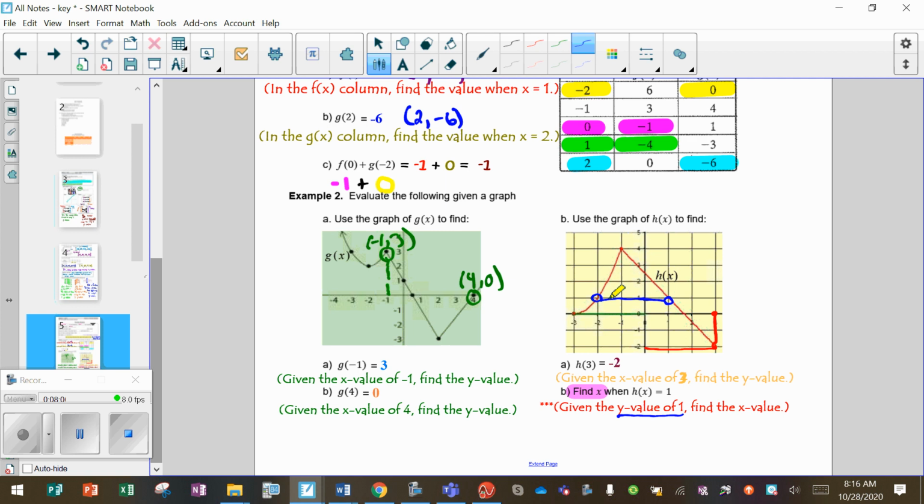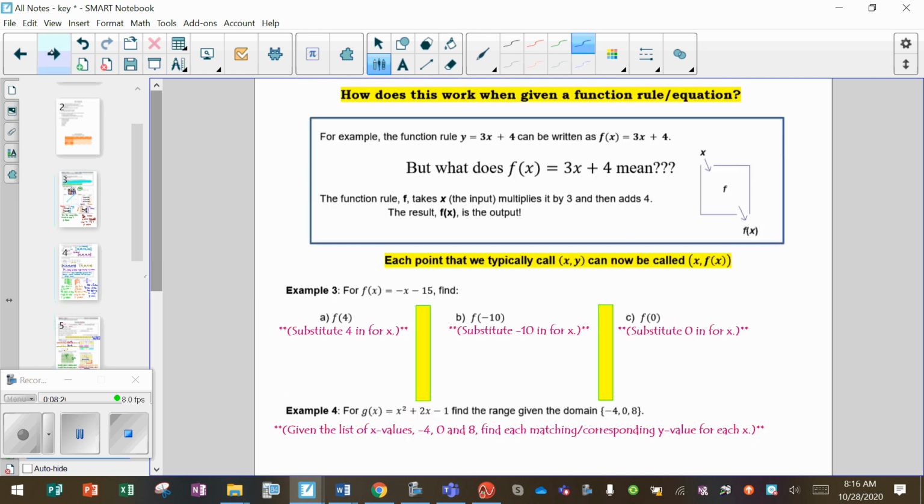So we have two different x values. So when y is 1, x can either equal negative 2 or x can equal positive 1. So we could do it either way. And that is okay. Now, how does this work when we have a rule or an equation?